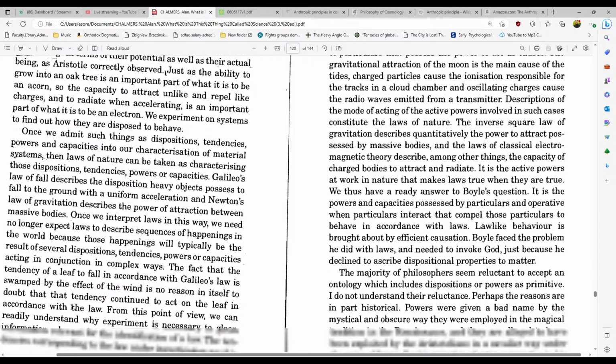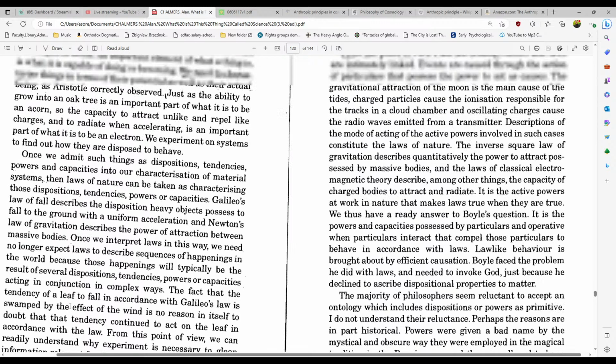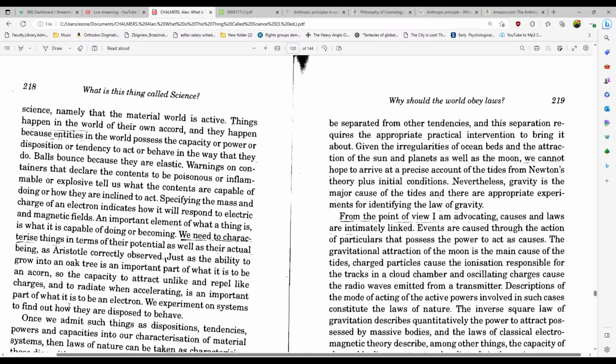And then you can even see this in Newton too. Does he bring this up in Newton? No. But going on, we would talk about Newton's law of gravitation describing the power of attraction.